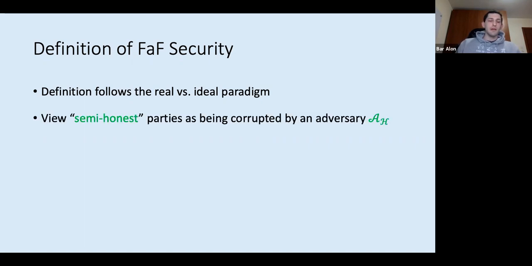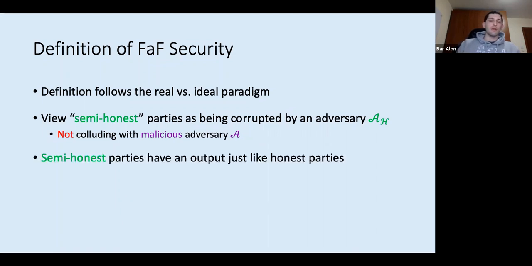The second thing that we will do is that it will be very convenient to view those honest parties that aim to learn some more information as being corrupted by some adversary. So now we'll have two entities, a malicious adversary and a semi-honest adversary. And it's important to note that this semi-honest adversary is not colluding with the original malicious adversary, which can do whatever it wants.